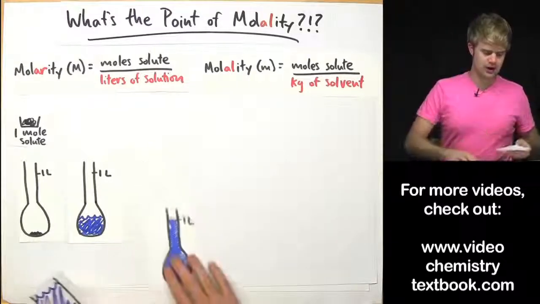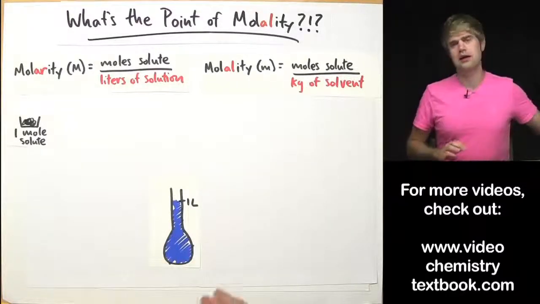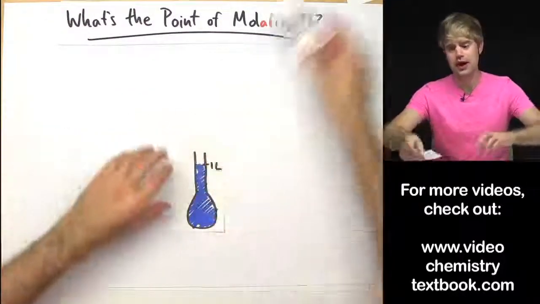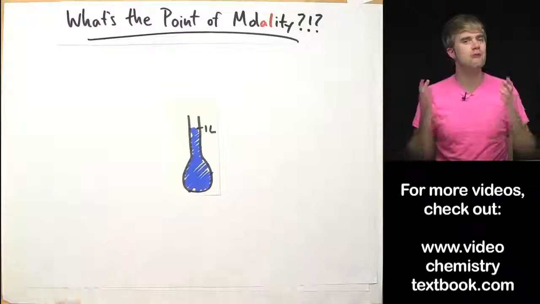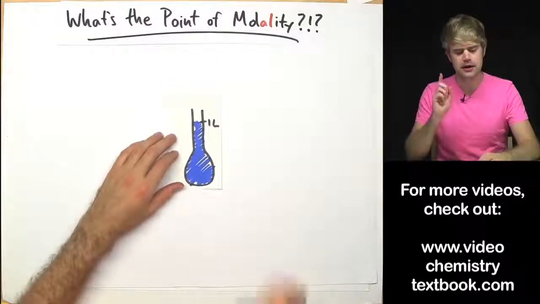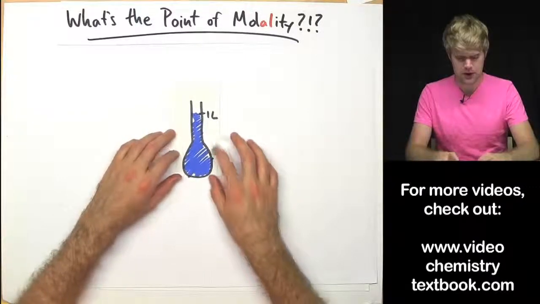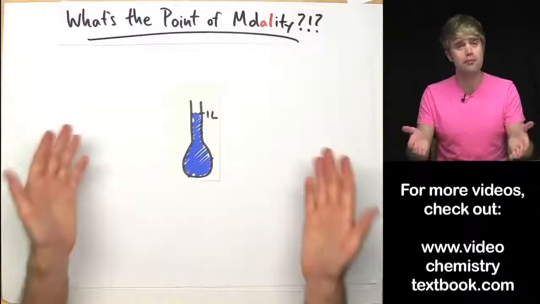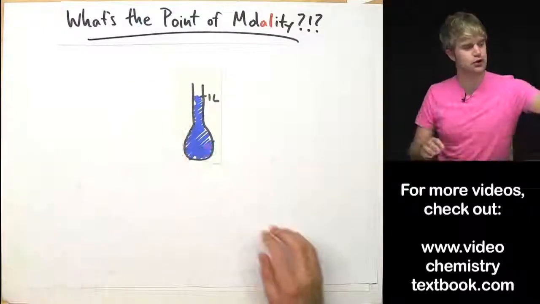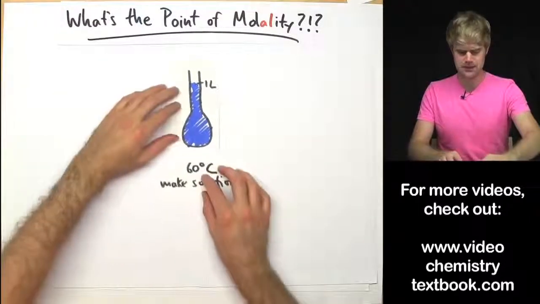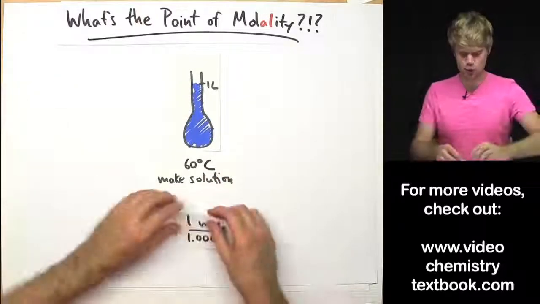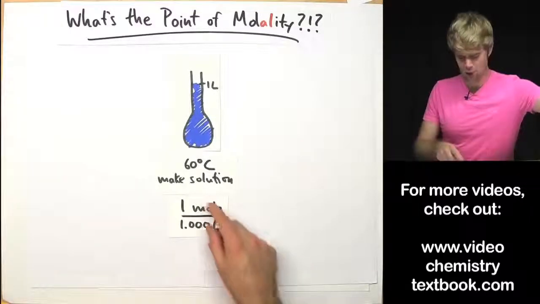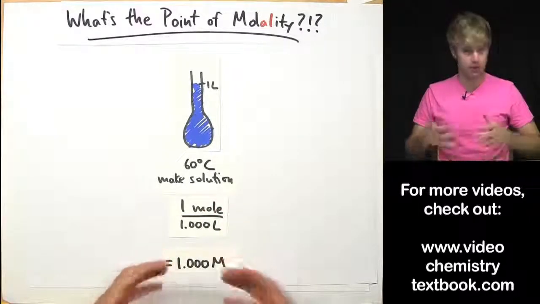Here is another advantage of molality. Molality stays constant over a wide range of temperatures and pressures, whereas molarity can change. Let me show you how this happens. Let's imagine that right here I have a 1 molar solution, 1 mole in 1 liter of solution, and I've made this solution at 60 degrees Celsius. As I said, it's 1 mole in 1.000 liters. It's very precise. And 1 mole in 1 liter is going to give me a 1 molar solution.